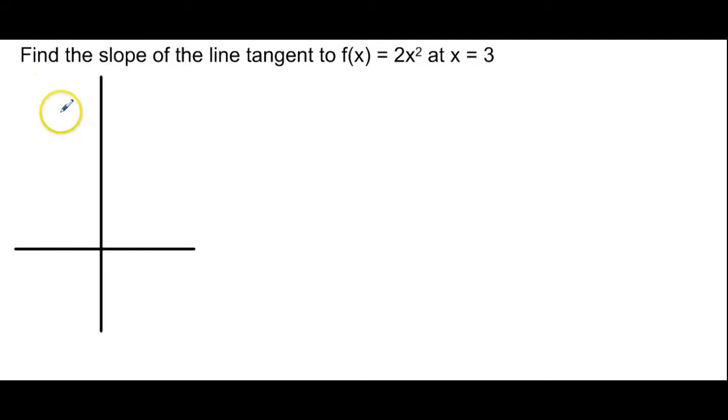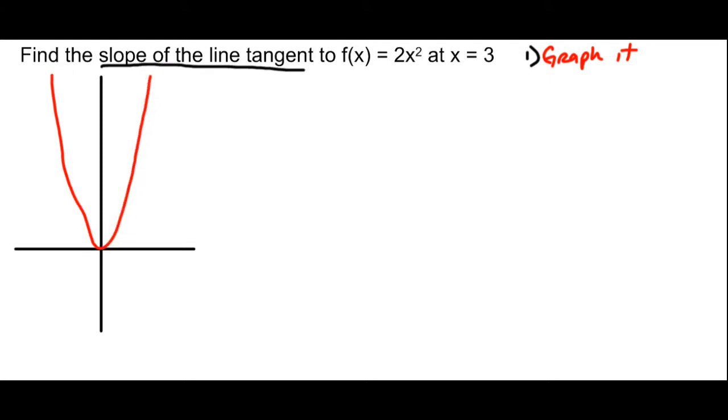Alright, so this is part 2 of derivatives. In this section, we're going to be focusing on finding the slope of the line tangent to some function at some certain x value, right? So the first thing I want you to do is graph it. If we plug this into the calculator and graph it, it's going to look something like this.